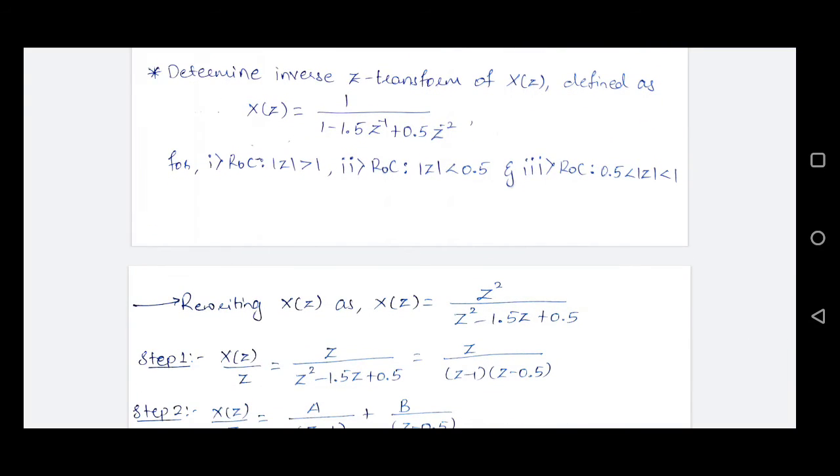Determine the inverse z transform of X(z) defined as X(z) = 1 divided by (1 minus 1.5 z^-1 plus 0.5 z^-2). We have to obtain the inverse z transform for three different regions of convergence. First, the region of convergence where mod of z is greater than 1. Second, where mod of z is less than 0.5. And third, where mod of z is greater than 0.5 but less than 1.